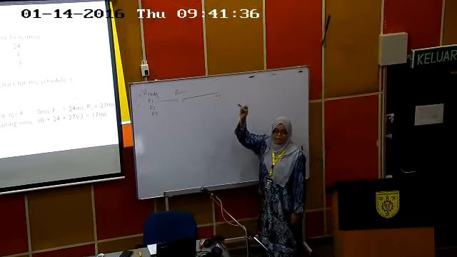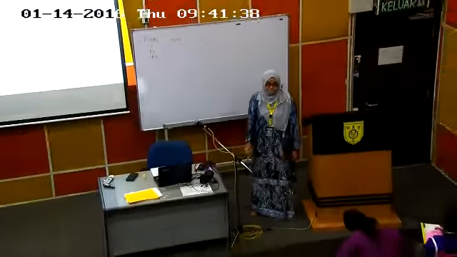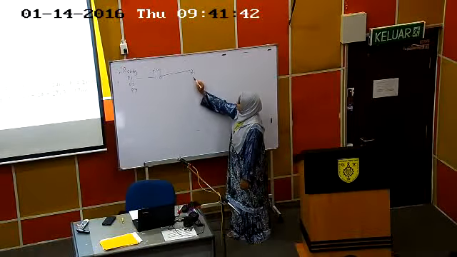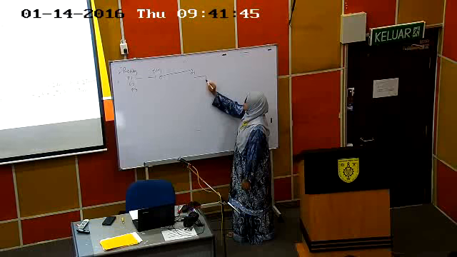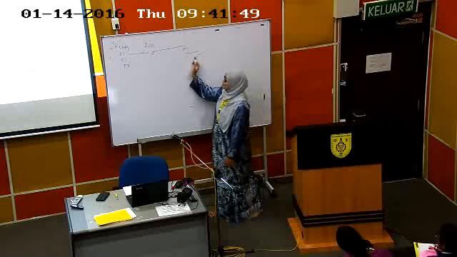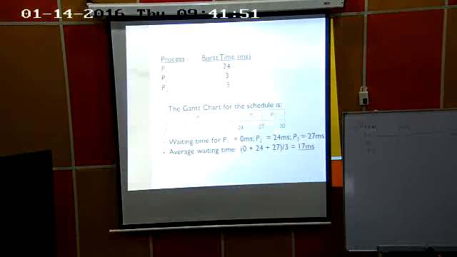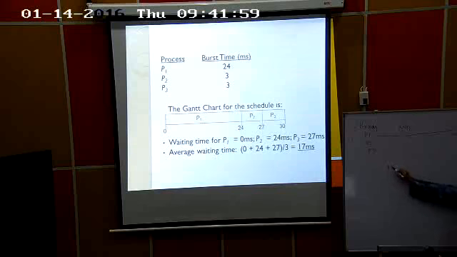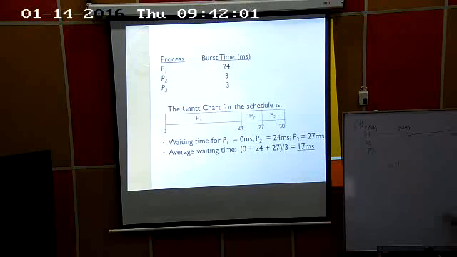Remember, P4 is non-preemptive, it needs to complete. So P2 will start from here until 27. Okay, complete. P3 starts from 27 until 30. Alright. So, waiting time for P1.